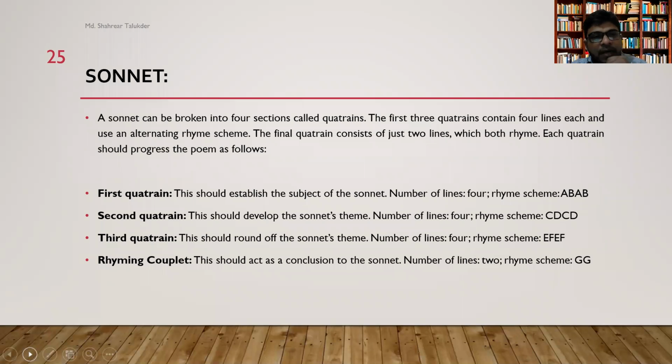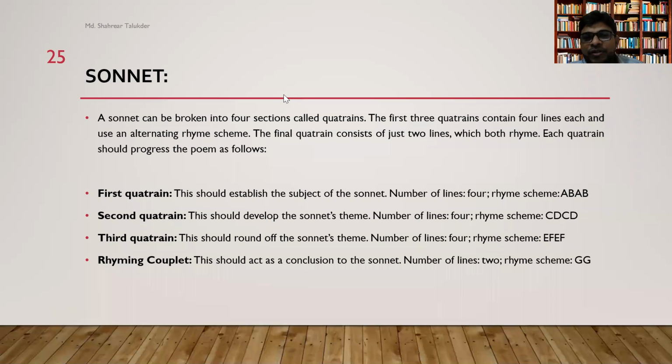Okay. Now, a sonnet can be broken into 4 sections called quatrains. All right, let me check. What is the next question? All right, good, great. So you've got it. I'm glad that you've got the answer.